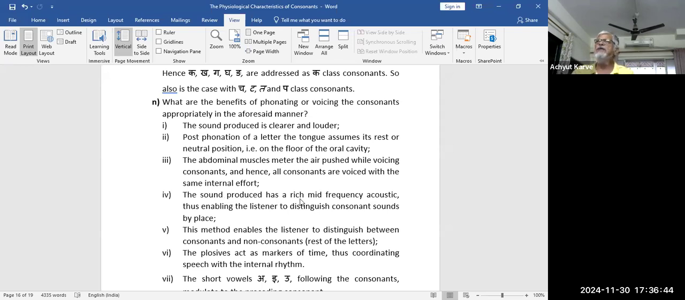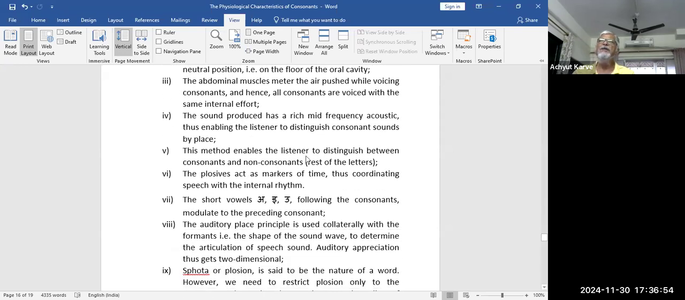The sound produced has a rich mid-frequency acoustic, thus enabling the listener to distinguish consonant sounds by place. This method enables the listener to distinguish between consonants and non-consonants, the rest of the letters. The plosives act as markers of time, thus coordinating speech with the internal rhythm. So these consonants are time markers.